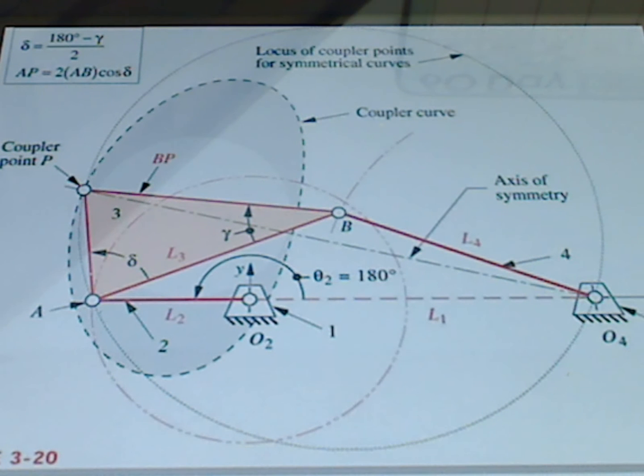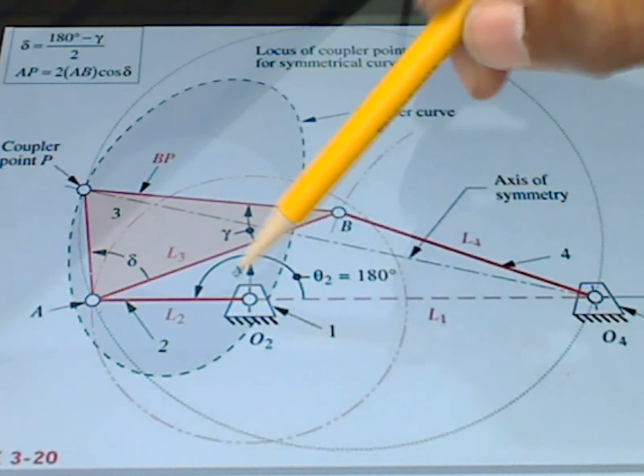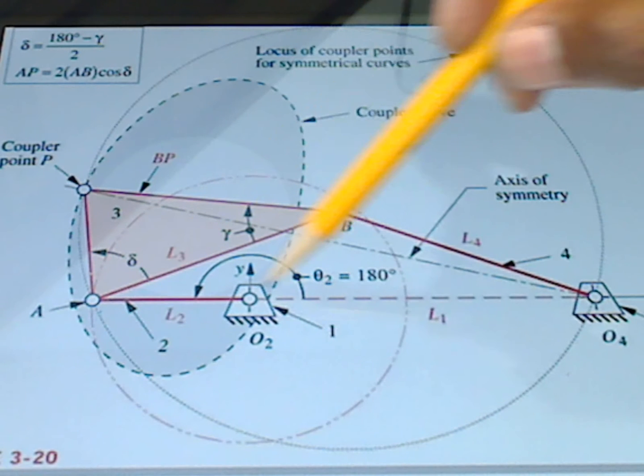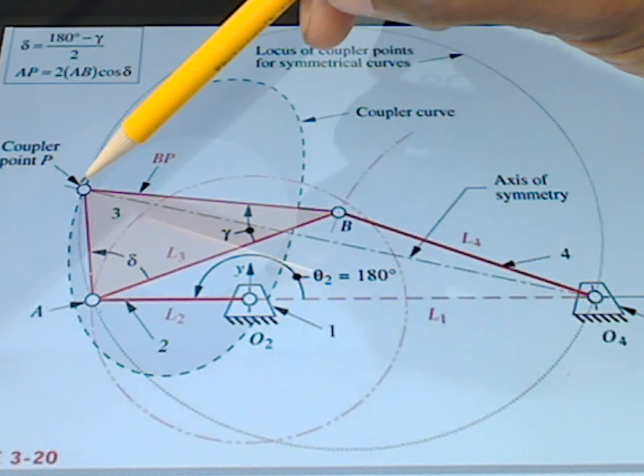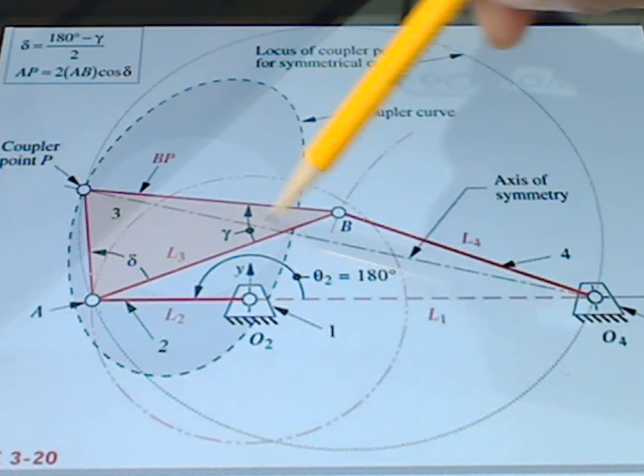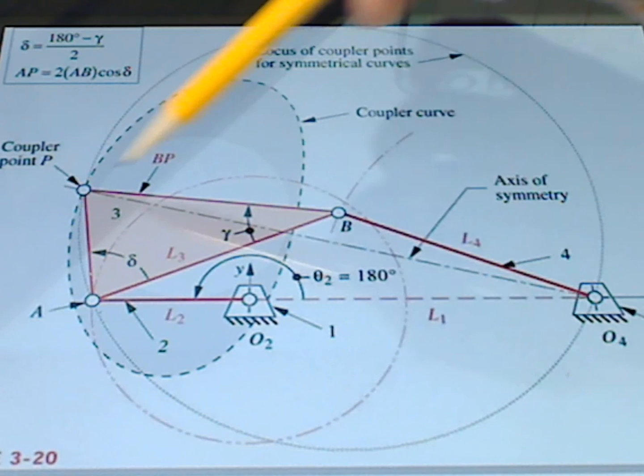The line of symmetry can always be found for one of these linkages when you put the crank collinear with the ground link, but extended to this side. And then if you draw a line between the coupler point and the ground link O4, that line will be the line of symmetry.